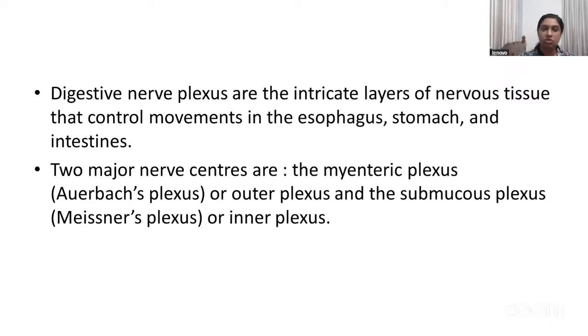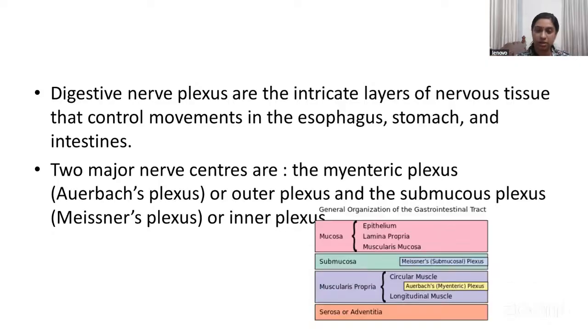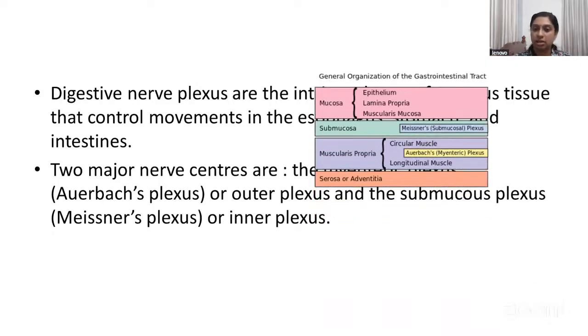Okay. So the digestive nerve plexuses are intricate layers of nervous tissue that control the movements in the esophagus, stomach, and the intestines. So two major nervous centers are there. One is the Meindrick plexus or the Auerbach's plexus or the outer plexus. And next is the submucous plexus or the Meissner's plexus or inner plexus. Okay. So this is the basic organization of the gastrointestinal tract.